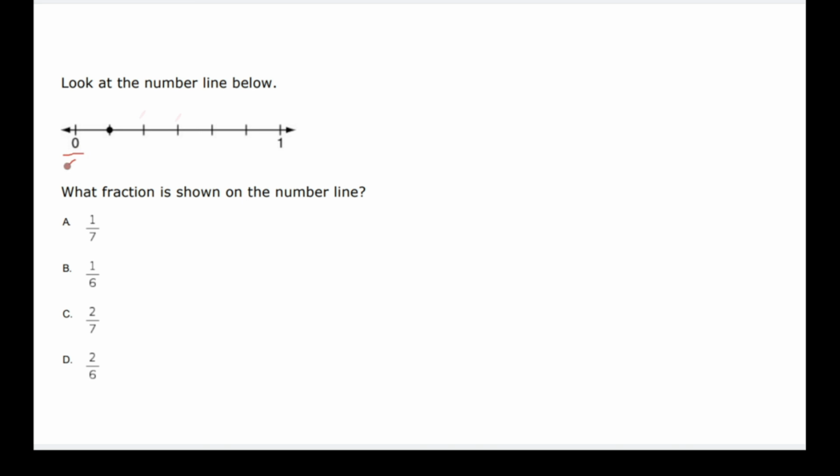So we got here 0 over 6, 1 over 6, 2 over 6. I'm writing 6 because this number line is divided into 6 parts. 3 over 6, 4 over 6, 5 over 6, and 6 over 6. What fraction is shown on the number line? Here we have this number. This is 1 over 6. So here is our answer.